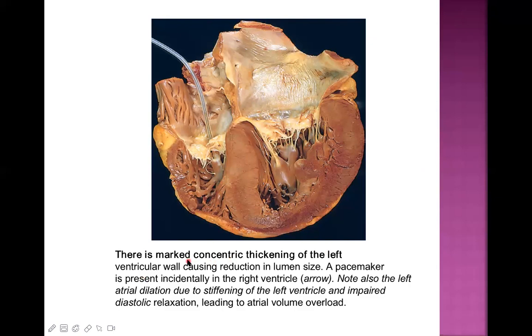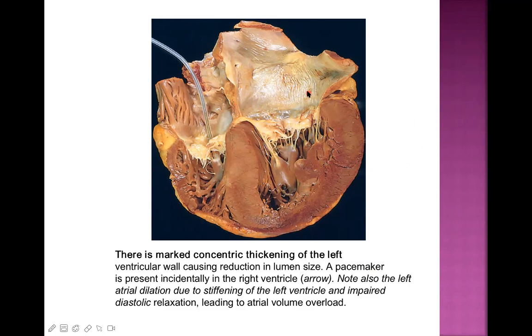So here there is a marked concentric thickening of the left ventricular wall, causing the reduction in lumen size. Look at this. This is left ventricle. See here how thick is the wall. This is the free wall of the left ventricle. This is interventricular septum, and both of these are so thick that the lumen is getting narrow. And you can see a pacemaker which is kept here. Okay, this is a different thing. This is not related to our topic at all.